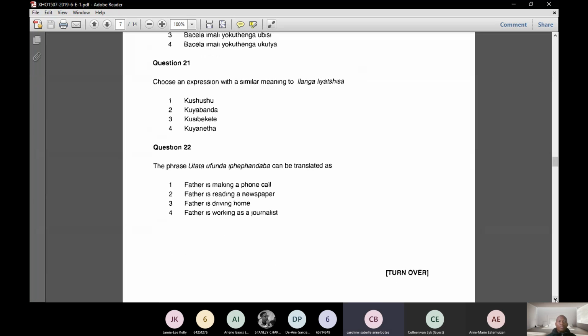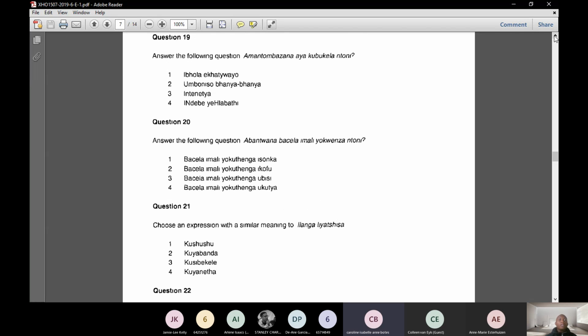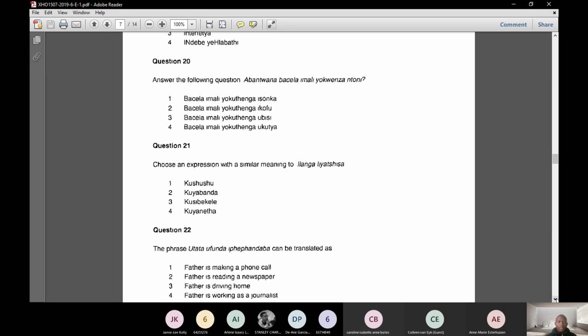Moving right along. Sorry, what was the answer for number 19? Was it number 2? For number 19 it is number 2. Yes, umboniso bhanyabhanya. Cinema. The big screen.